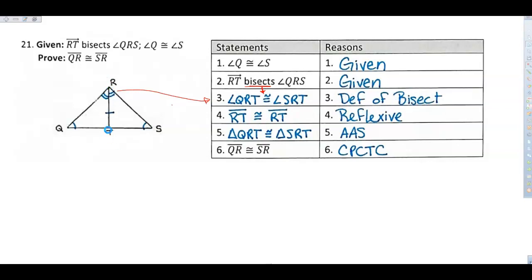Then I have RT is congruent to itself. That's our reflexive step. Okay. Now I have enough information, angle, angle, side, to show that my triangles are congruent. So that's what's going to go right here. Now remember, once I have congruent triangles, I know all the other pieces and parts are congruent by CPCTC, which again, remember, is corresponding parts of congruent triangles are congruent.